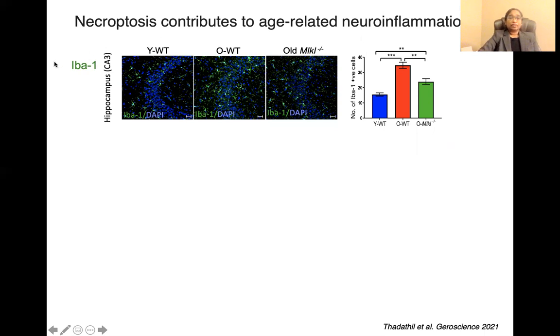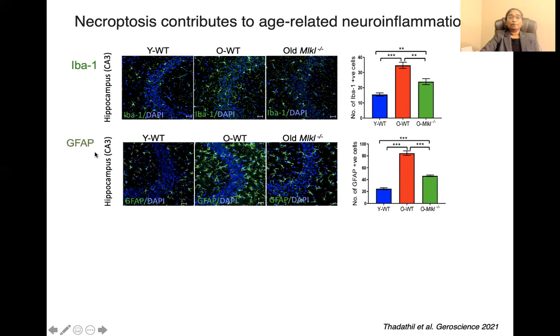For this, we first looked at the expression of IBA1, which is a microglial marker. As we can see here, when compared to the young mice, in the old mice there is increased staining for IBA1, which was downregulated in the old MLKL knockout mice. Otherwise, when necroptosis is blocked, IBA1 expression is reduced.